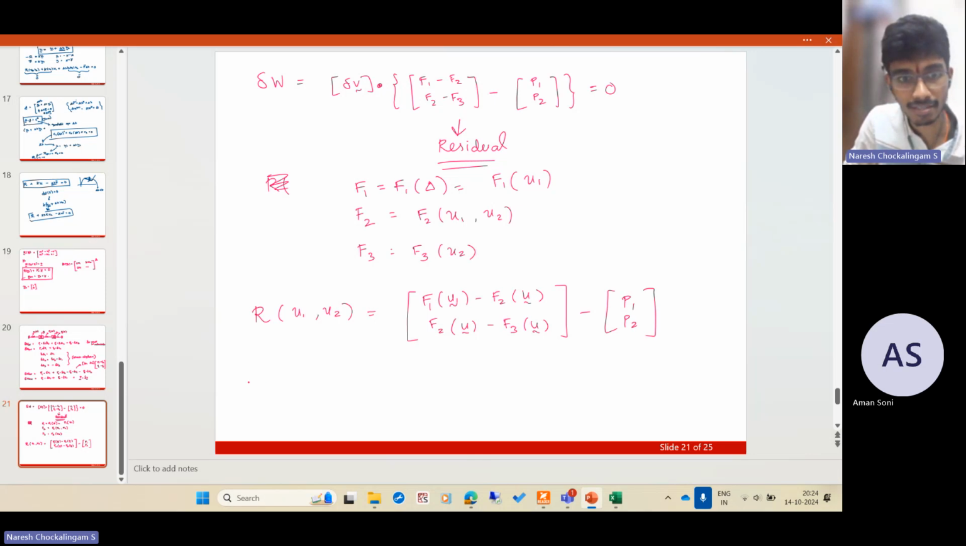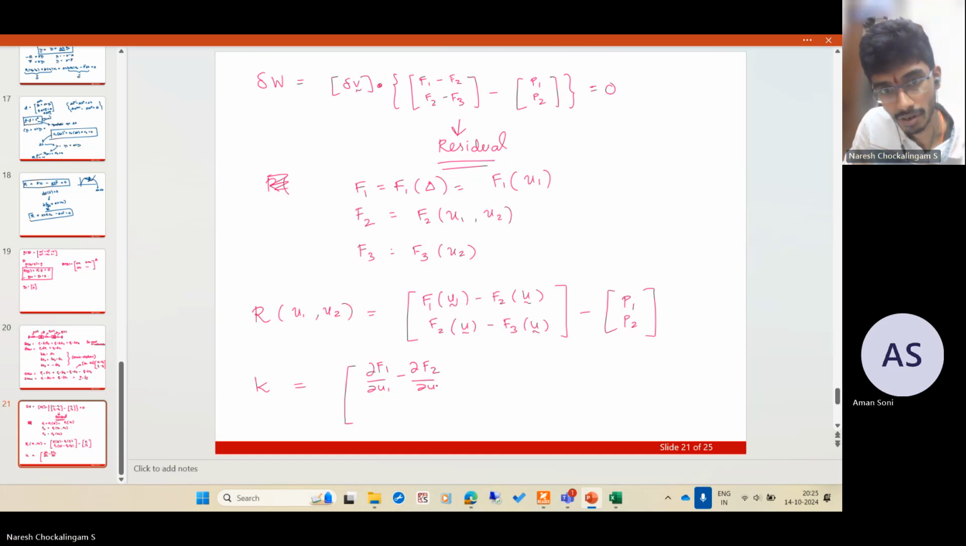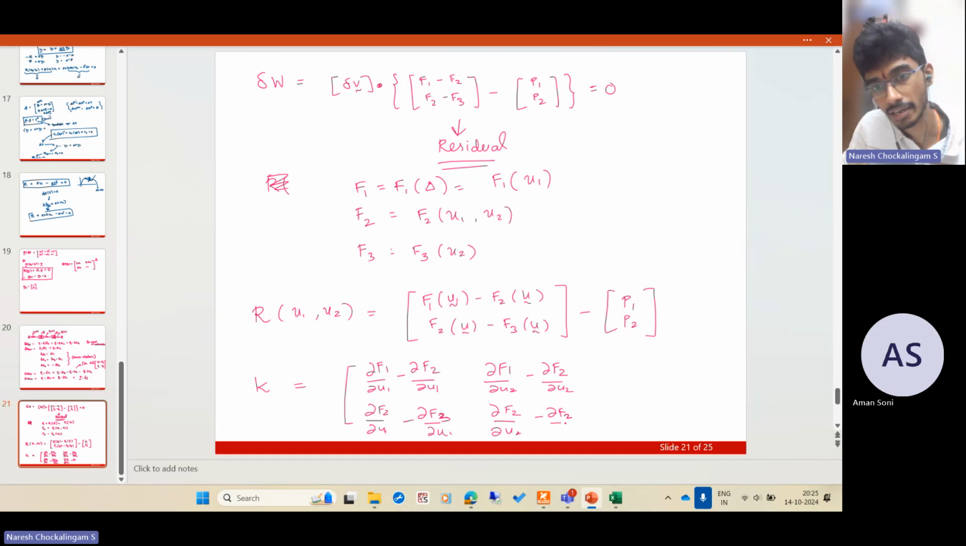This is our residual. Now, what is our stiffness matrix? Stiffness matrix is dou F1 by dou U1 minus dou F2 by dou U1, dou F1 by dou U2 minus dou F2 by dou U2, dou F2 by dou U1 minus dou F3 by dou U1, and dou F2 by dou U2 minus dou F3 by dou U2. This is the internal part, and the external will contribute 0.